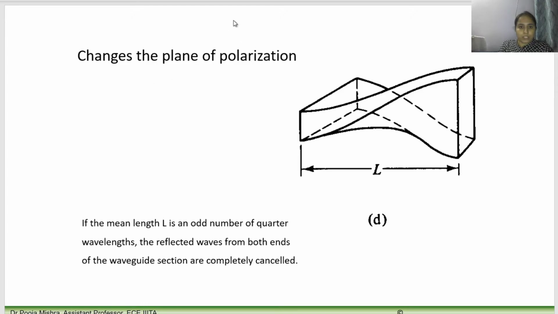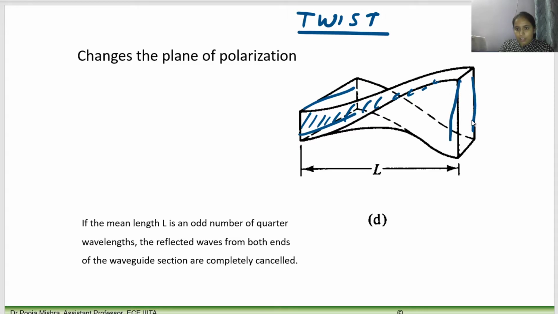Next is twist. This is twist. Twists are used to change the plane of polarization. You see, this is twist. It is changing from horizontal to vertical. This is a 90-degree change in plane of polarization. First it is horizontal at this particular point, and here it becomes vertical. So twists are used to change the plane of polarization.